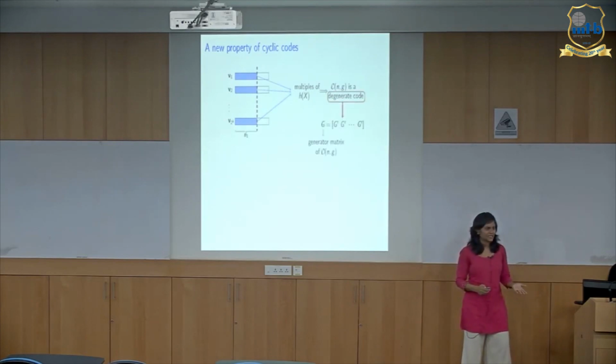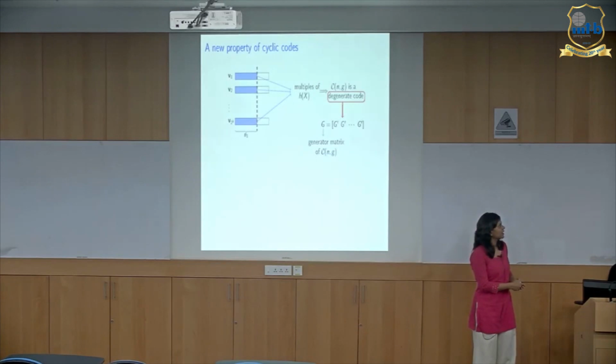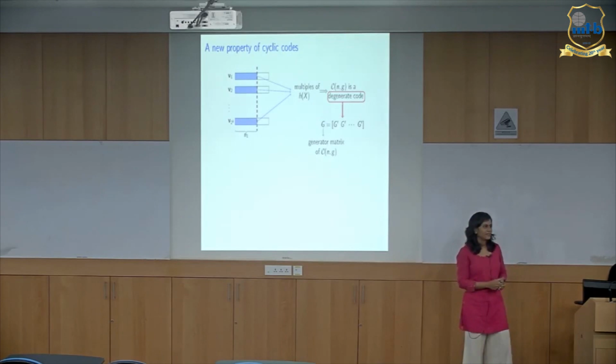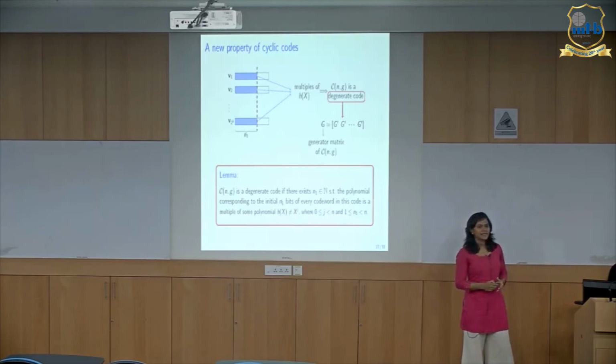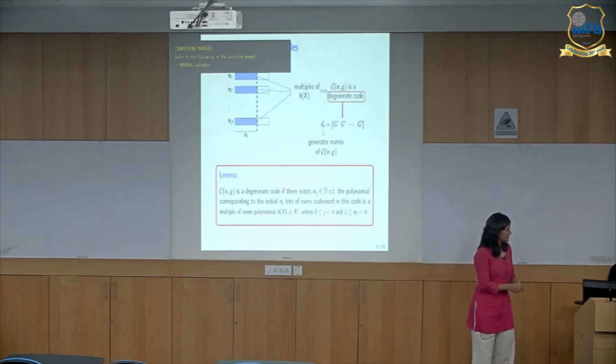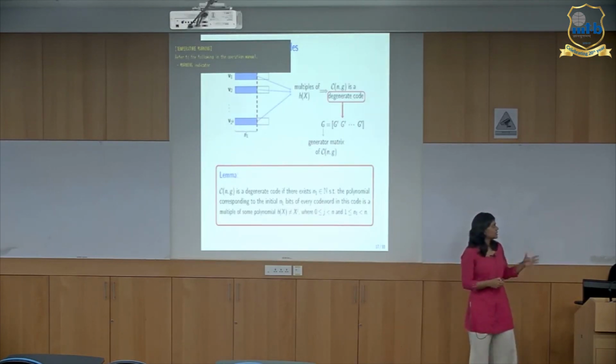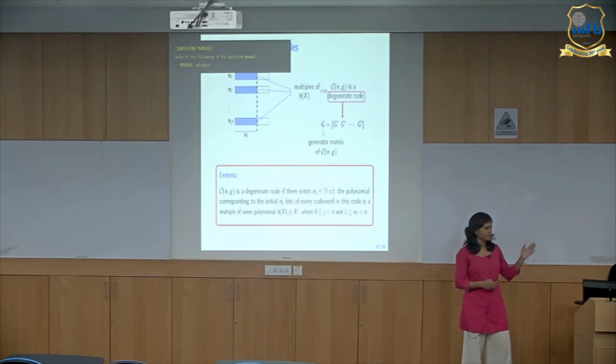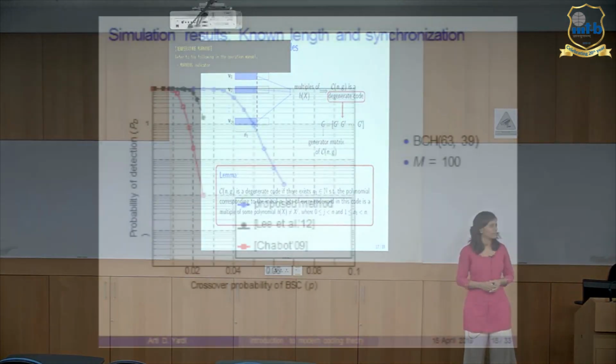What do I mean by degenerate? Meaning that the generator matrix of this cyclic code can be written as a concatenation of some other generator matrix G prime. And in fact, such a code is not a very good code in the literature. I have just stated this property in the form of a lemma, which says that my cyclic code is a degenerate code if there exists an integer n1 such that the polynomial corresponding to the initial n1 bits of every code word in this code is a multiple of such h of x. Just the pictorial representation of this lemma.